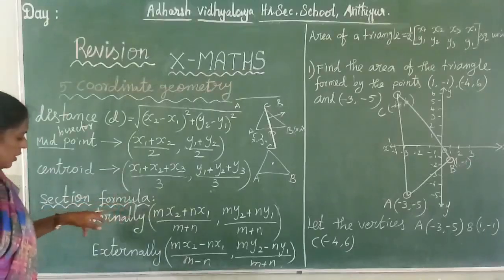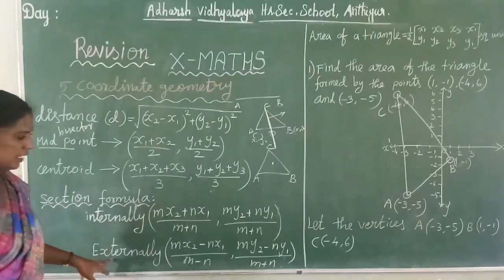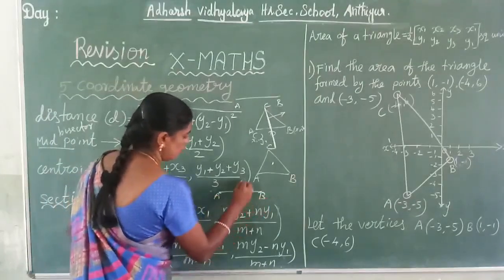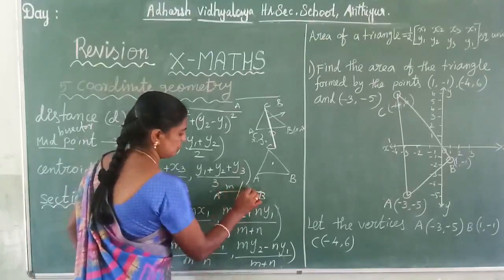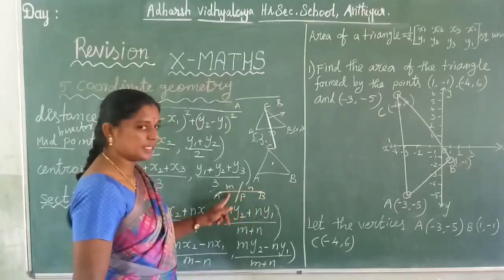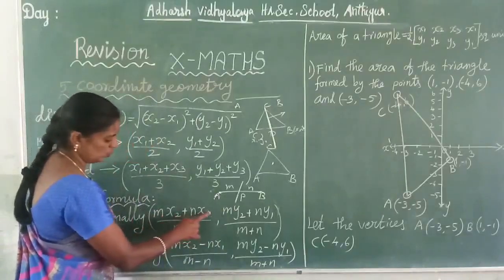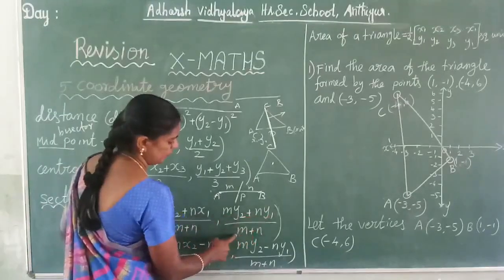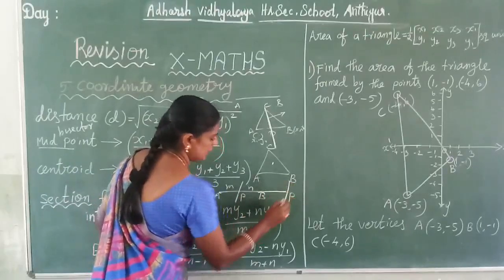Next is the section formula. Here 2 formulas are there: one is internally, another one is externally. Here 2 points A and B. Here 1 point P divides internally in the ratio m is to n. The point P divides the line segment AB internally. What is that? Internally means (m x2 plus n x1) by (m plus n) comma (m y2 plus n y1) by (m plus n). Otherwise, P divides externally.